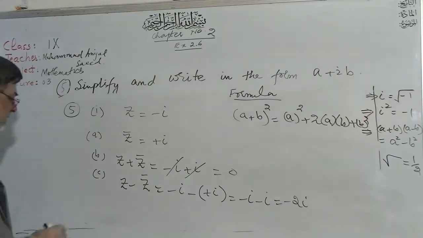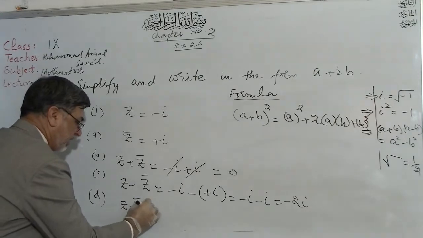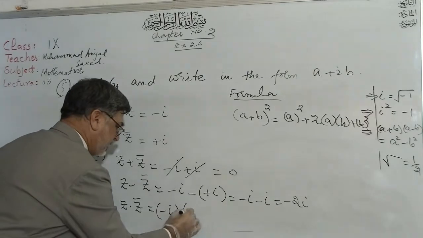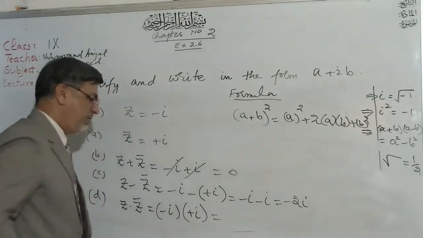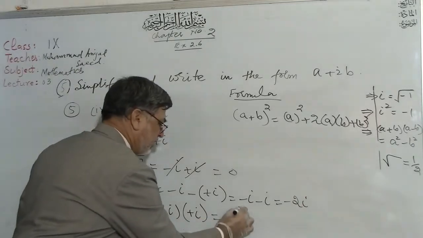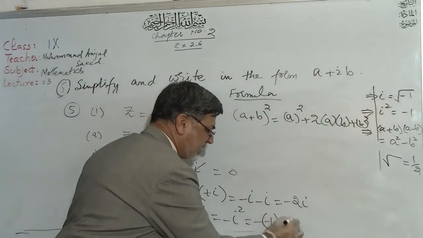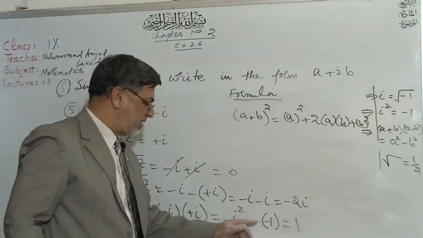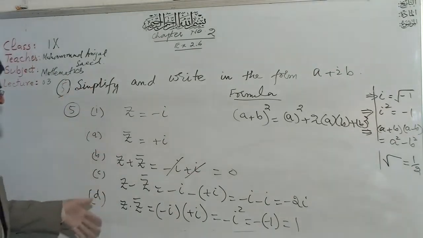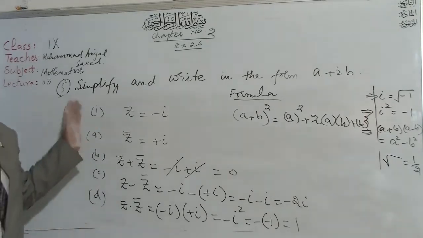After that, D part, z into z bar. What is z? Minus iota, and z bar is plus iota. Multiply them, minus into plus, and iota square. Minus into iota square means minus 1, that is, minus minus plus, that is plus 1. So in this way, you have part number 1, 4 parts. In this way, you can do other parts.